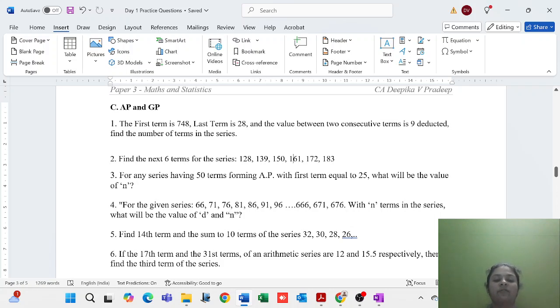3, 4 and 5 you are going to solve. Third question, for the series having 50 terms, what is the value of n? Next, fourth, for the given series, find the value of d and n. And fifth, find the 14th term and sum of n terms of the series. So all based on formula. Quickly try. 5 minutes for you to complete the next 3 questions.